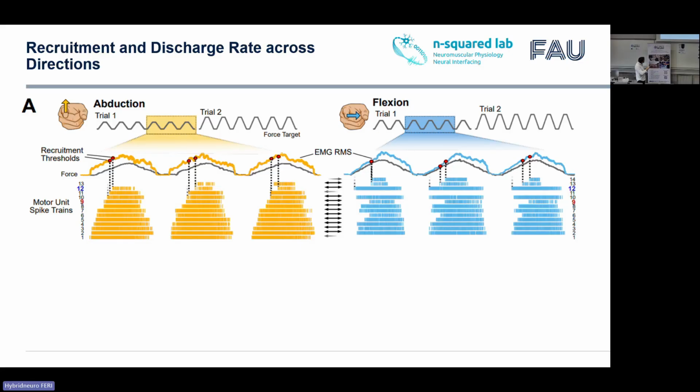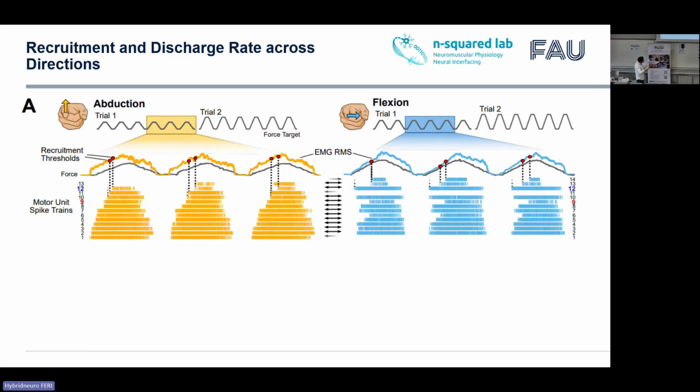RMS of EMG. So in this, what we did here, we always normalize the force, not based on absolute force, but on EMG activity. Because when you do flexion, the force is much higher than abduction, because you have two muscles. So we wanted to have this exact same EMG activity to compare the two tasks. And you can see here during the abduction task, and this is the recruitment order that we always observe, that you have an increasing number of units.